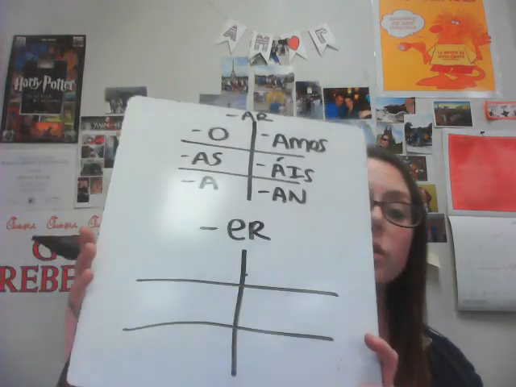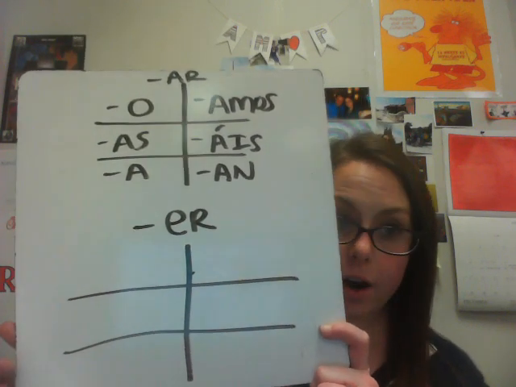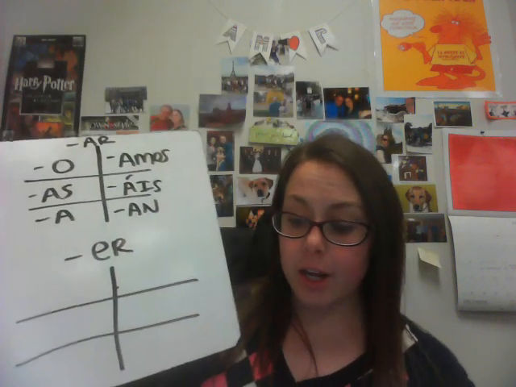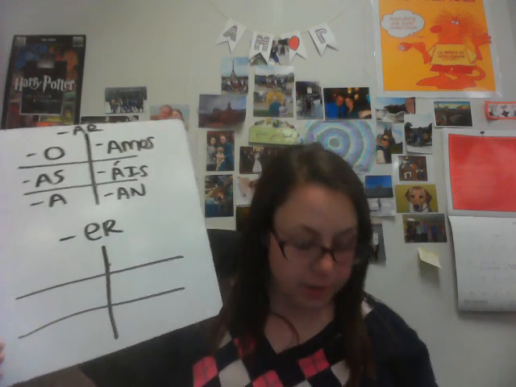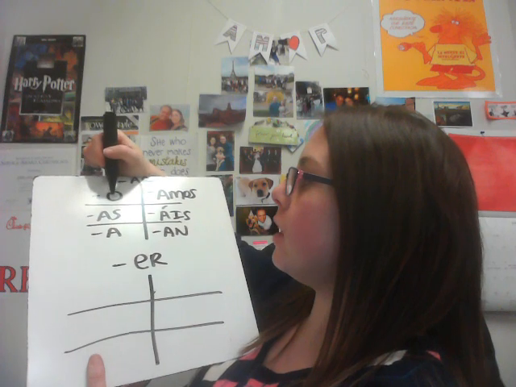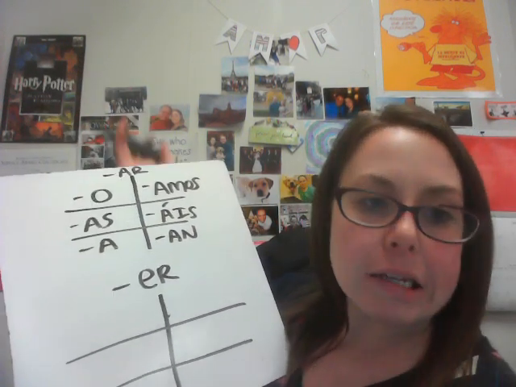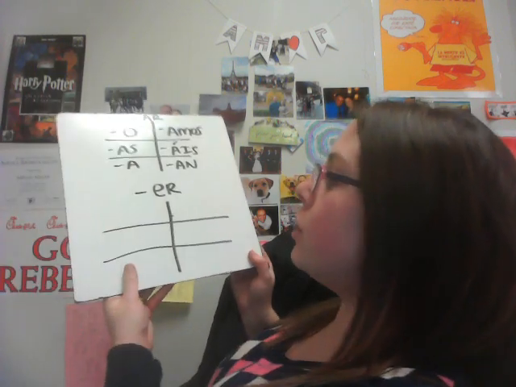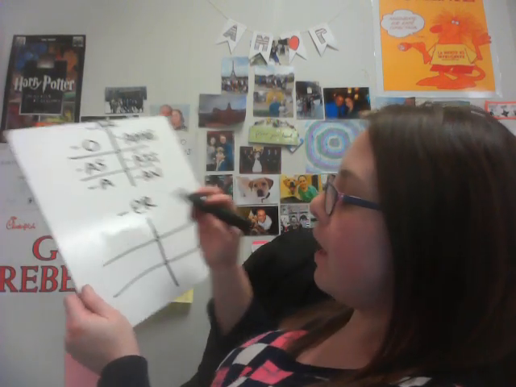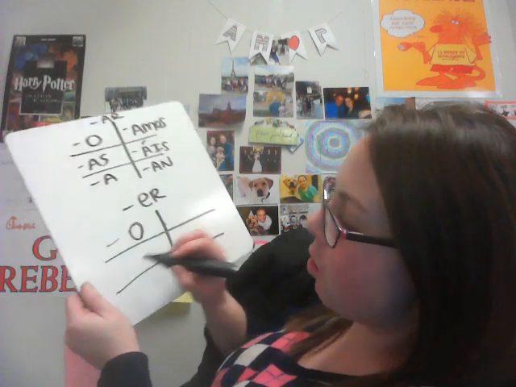So let's talk about first how we conjugate ER verbs. Okay, so before I had o, as, a, amos, áis, an, and that's for AR verbs. To get from conjugating an AR verb to an ER verb is very simple. All I need to do is change the A's to E's, okay? So when I'm conjugating an ER verb, I'm going to still get rid of the ending, and instead of o, as, a, I'm going to have o.